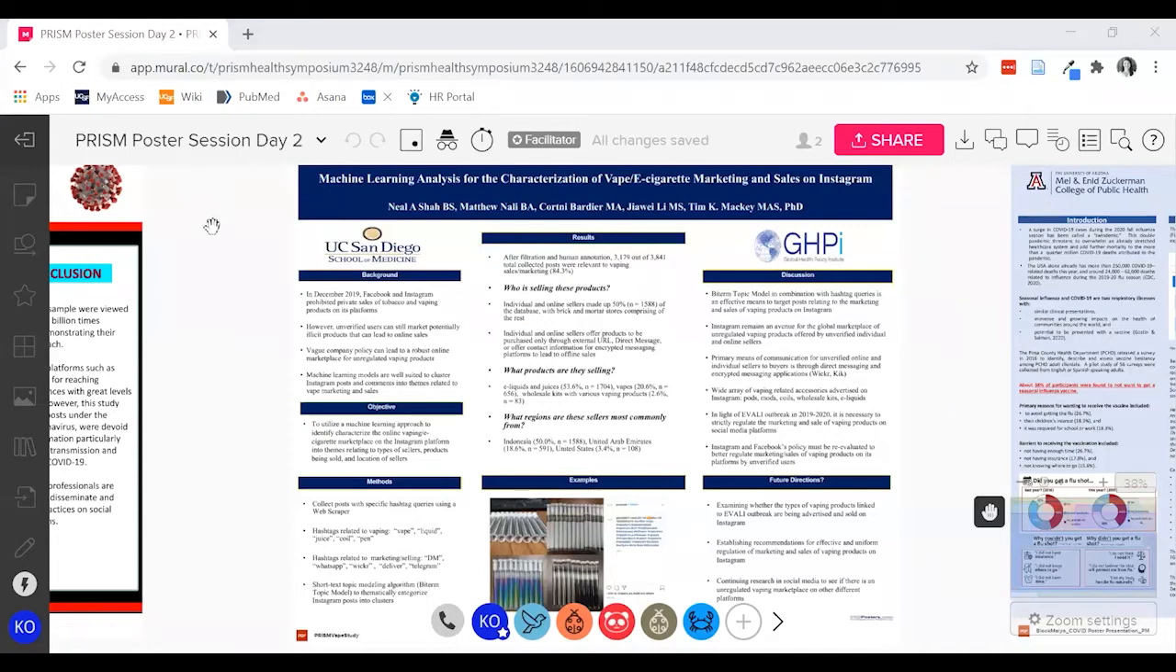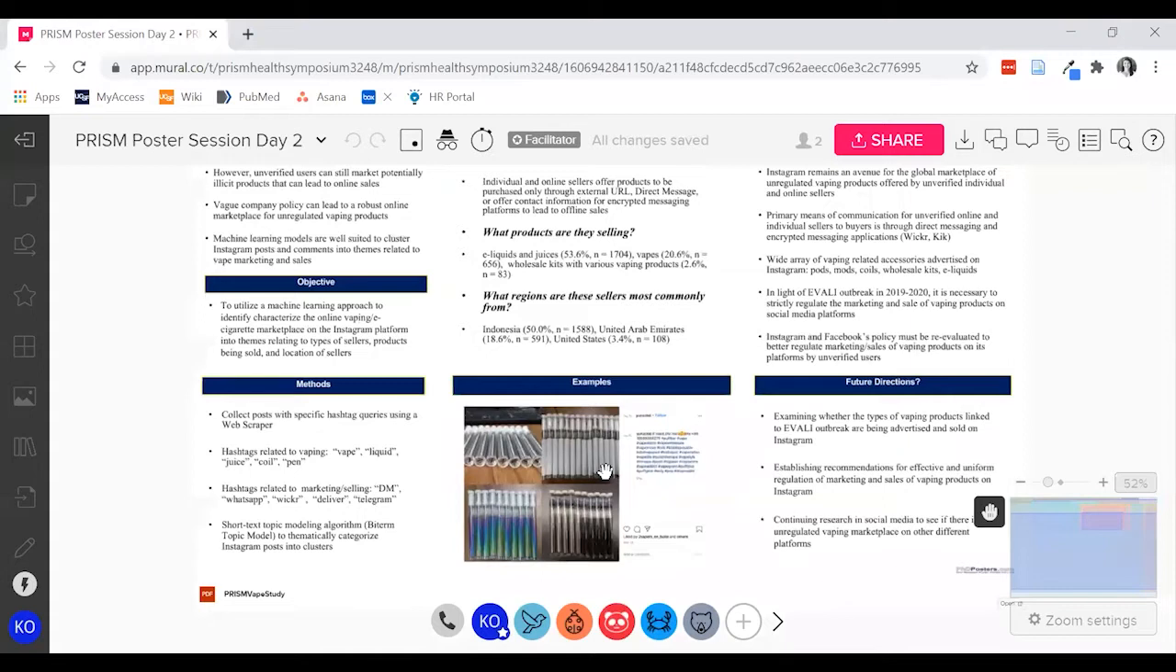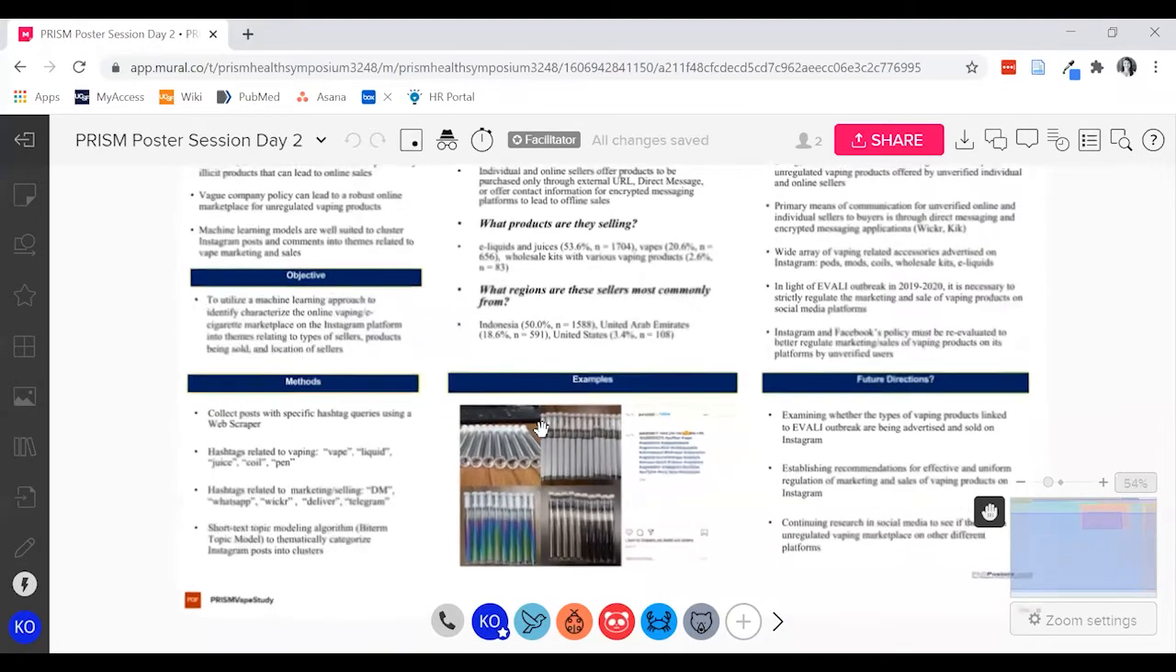My name's Neil Shaw. I work at the lab of our current moderator at UCSD. This study is a machine learning analysis for the characterization of vape e-cig marketing on Instagram. Social media, and Instagram in particular, still remains a marketplace for the trading of potentially unregulated and illicit goods, including unregulated vaping products that can cause harm to people. We found that Facebook and Instagram have a vague policy on what advertising and sales of unregulated vaping products by unregulated sellers are allowed online. In order to understand what was happening, we used a machine learning methodology to categorize vaping sales on Instagram.